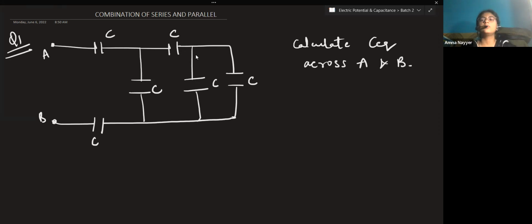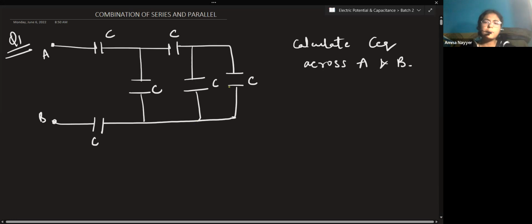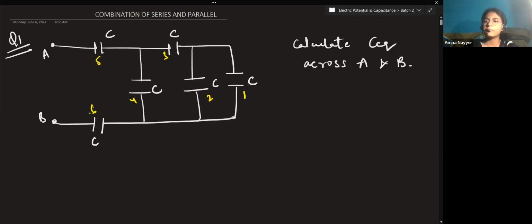Now see, how do we solve such kinds of questions? Let's name these capacitors. This is 1, this is 2, this is 3, this is 4th one, this is 5th one, this is 6th one. All of the capacitors are identical. Now you have to identify among them how to begin, which one is in series, which one is connected in parallel.